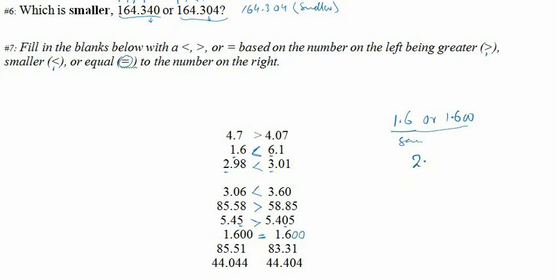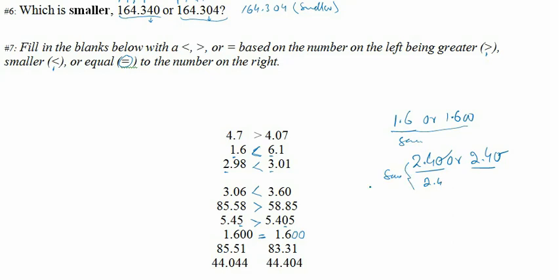Similarly, if it is 2.4 or 2.40, both are the same. If nothing is there, it means it is 0. A 0 after the decimal at the very end has no value. We can write 2.40 or 2.4, both are the same.